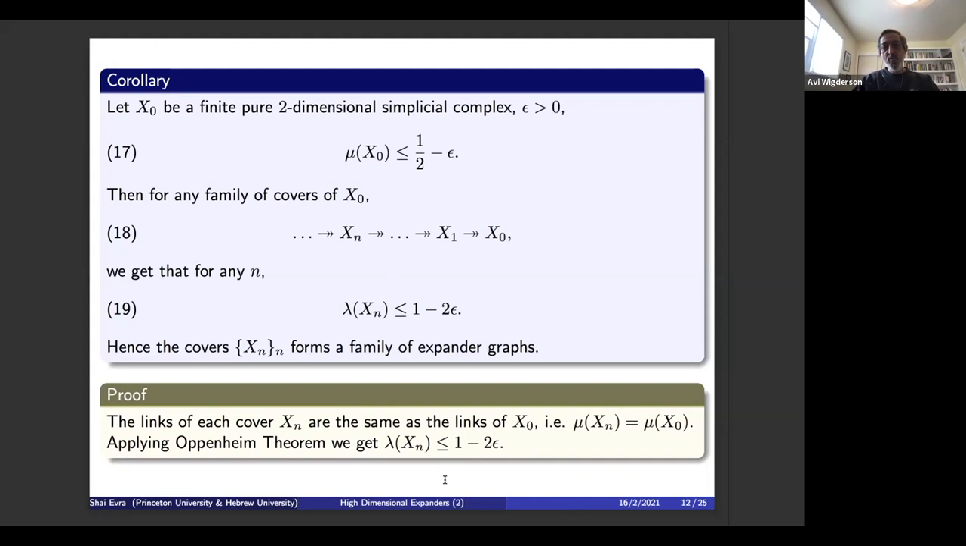Shai, you maybe want to say what covers are, for people. So there is a topological notion of covers, but to be honest, I'm going to give examples later just with Cayley graphs. Yeah, I didn't mean the topological one. It's a very natural notion. But if you give examples, fine. They will appear right after I prove the theorem.